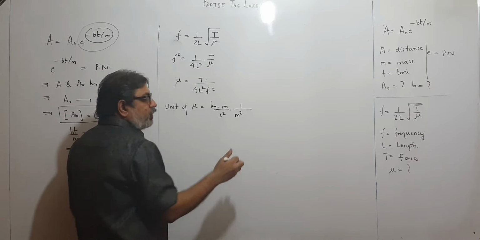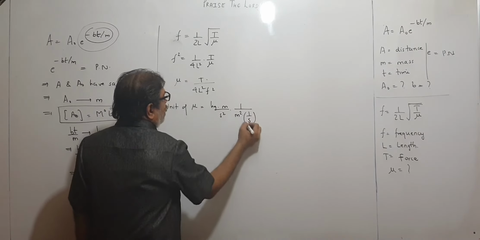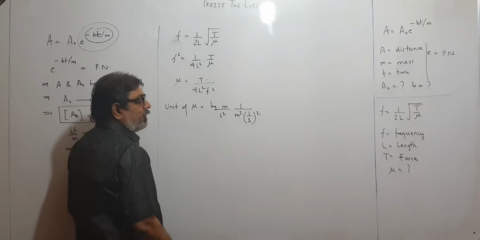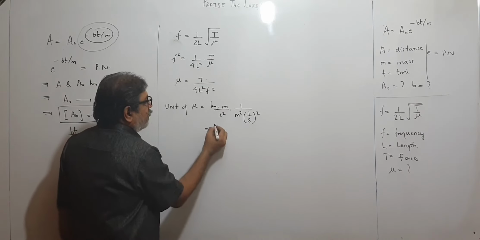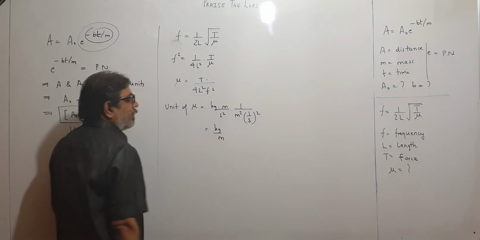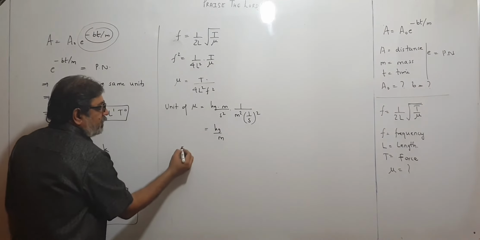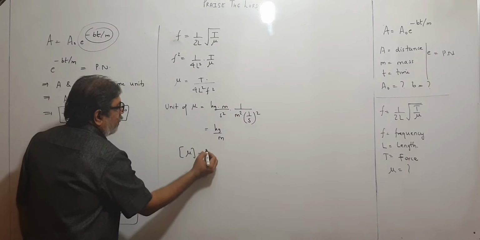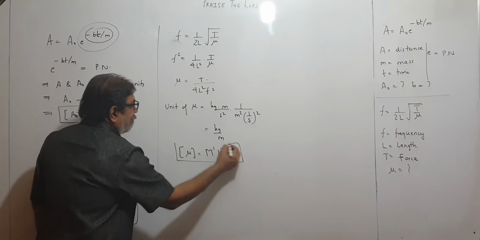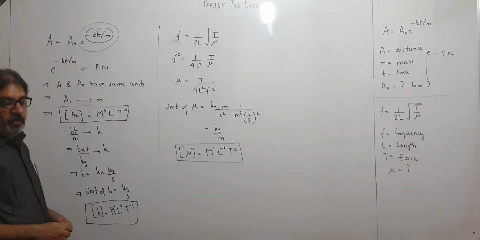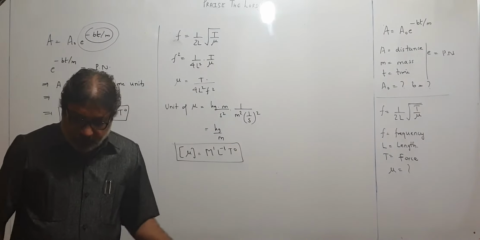F, frequency, is 1 upon second, 1 upon time period. So 1 upon second square. The second square cancels out. 1 meter gets cancelled out. So this becomes kg per meter. So the unit of mu is kg per meter, and what is the dimensional formula? M1 L minus 1 T0. Like this we get. Please pause and copy, children.